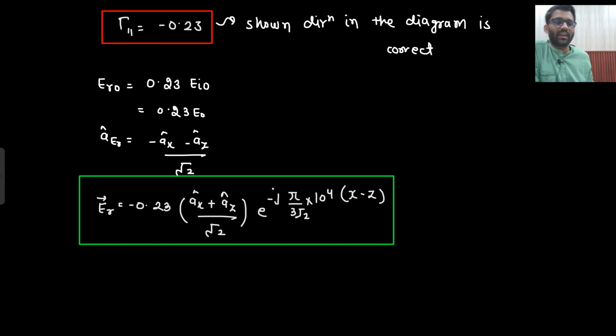That means the shown diagram is correct. If the shown diagram is correct, then certainly our direction will have a negative sign. So a very important point, that this negative sign would be there. Is that clear to you?